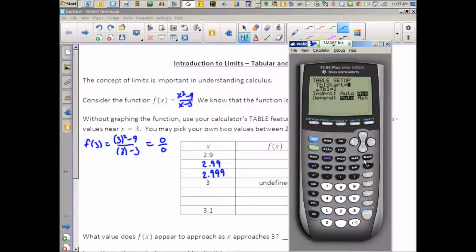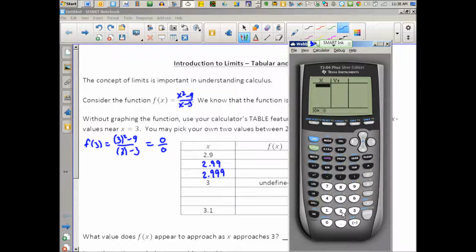Now, watch what happens when it's on auto mode, guys. You need to know your calculators, okay? When it's on auto mode and you press table, watch, it generates and populates a full table. That's not as interesting to us. We were hoping to put in 2.9 and stuff like that. So I suggest we put it on table set ask mode, just for the independent variable. Okay? So now here's your table. It's empty, and we can put in anything we want.